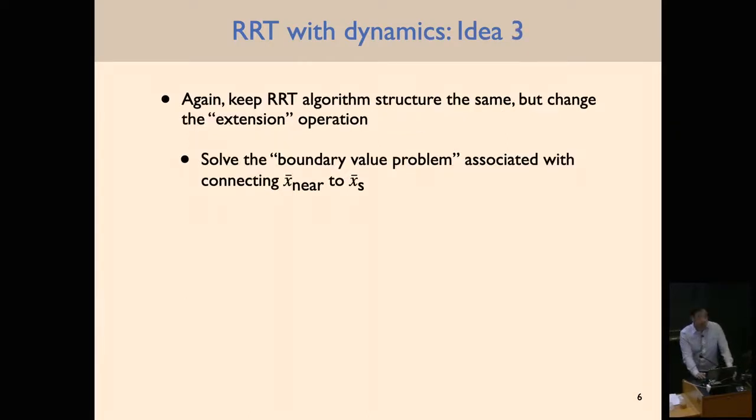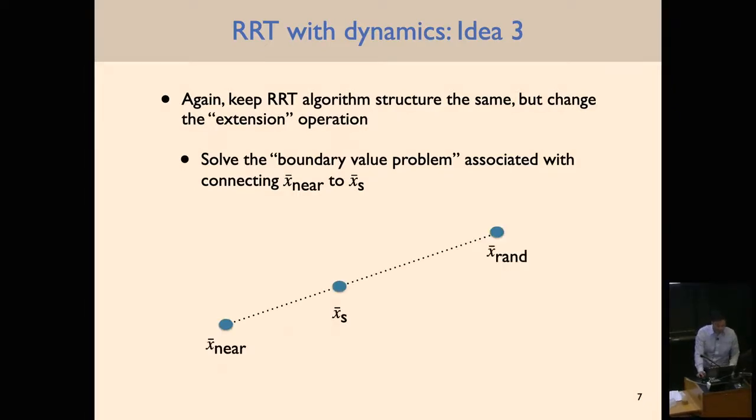Okay, here's idea number 3. I think someone already foreshadowed this. Again, we're going to keep the RRT algorithm structure the same, but just change the extension operation. We're going to do this by solving what's known as a boundary value problem. So the structure again is the same. We sample some xrand, we find the closest point in the tree, xnear, and then we're trying to grow the tree in the direction of xrand.